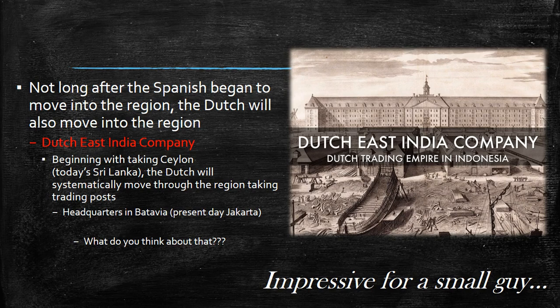They'll travel all around Africa and develop trading posts at Ceylon, which is what we call Sri Lanka today, and largely in places like Singapore and Indonesia, a place that they called back then the Dutch East Indies.